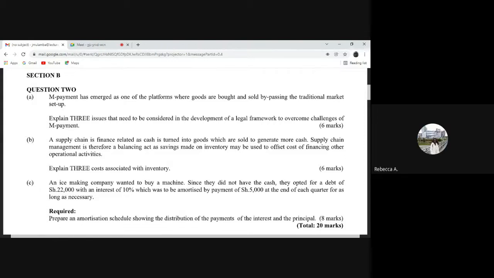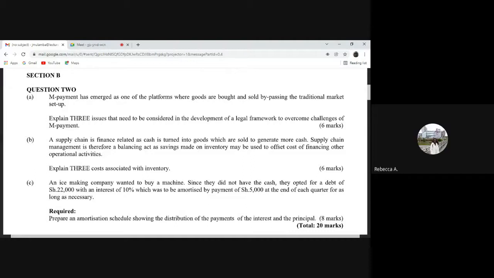One was transaction cost, the higher cost of transacting using mobile payment. But remember, because the question is asking about legal framework, you tell us what can be done in law. Legal framework, that means what can be done within the law.